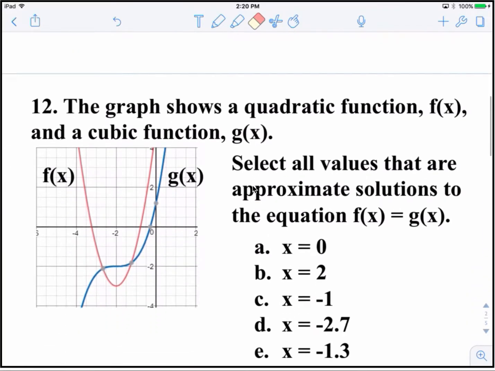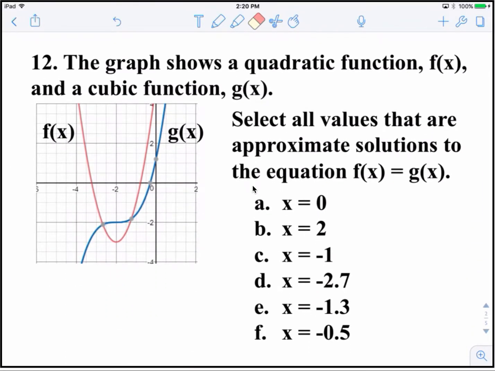Okay, our first question for day 10 is number 12. The graph shows a quadratic function f of x and a cubic function g of x. Select all values that are approximate solutions of the equation f of x equal to g of x. So actually we're looking for when these two functions intersect. If we go over the graph, we have this point and this point, right?